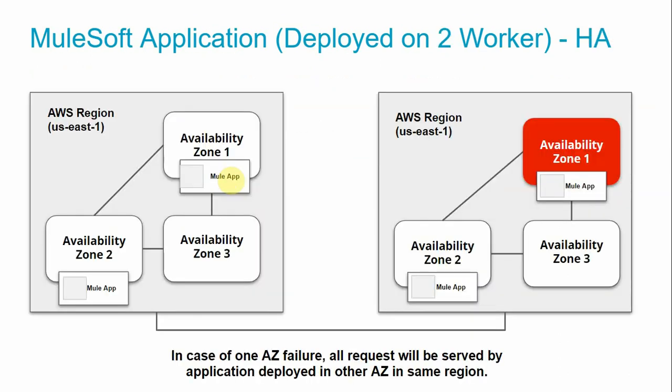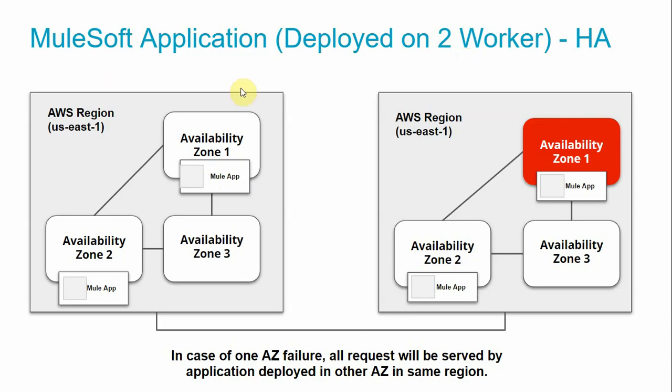Now, in case a MuleSoft application is deployed on two workers, why do we deploy the application on two workers? To achieve high availability. Let's consider you have deployed the application on two machines and one of the machines goes down. The request will still be served by the other machine, right? So that is how you can achieve high availability.